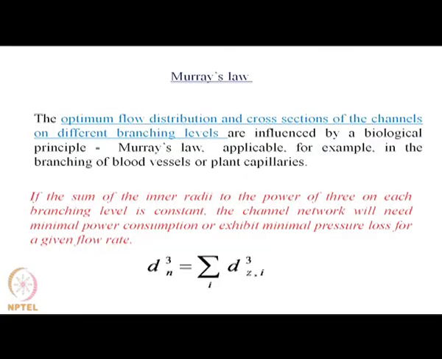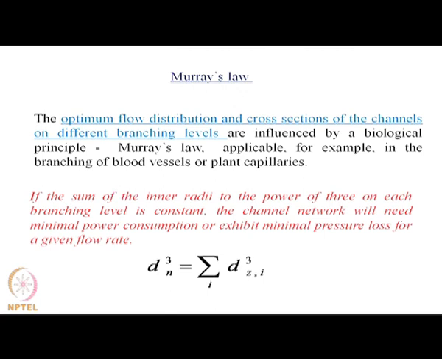And it has been mathematically shown that when the branching out follows this rule, that D cube is equal to D1 cube plus D2 cube, the pressure drop in such systems would be the least. This was observed by Murray, and he proposed it as a law which is known as Murray's law. What it simply tells us is that if the sum of the inner radii to the power of 3 on each branching level is constant, then the channel network will need minimal power consumption or exhibit minimal pressure loss for a given flow rate.